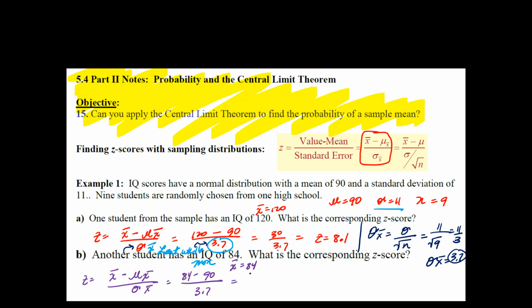So go ahead and calculate that with your calculator. Type that in, and you should have a negative 1.62. And these are your two answers for your z-scores. Now, if you want to see whether this person is above average or below average, you can go ahead and use the z-score, draw a bell curve, and then find that on the z-table, like we did last week.